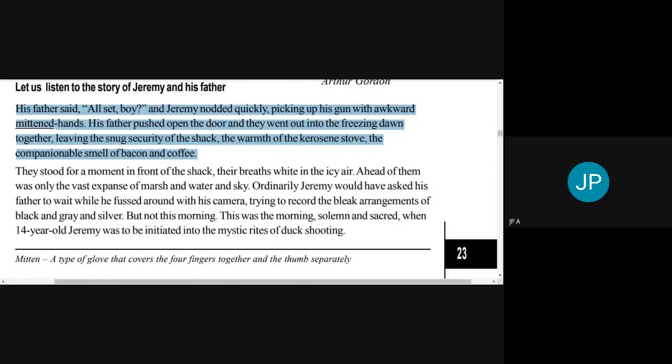Thank you, Dia, for reading that. So they are going out from the comfort of the shack, and as they stood for some time in front of the shack, their breath could be seen in the icy air.